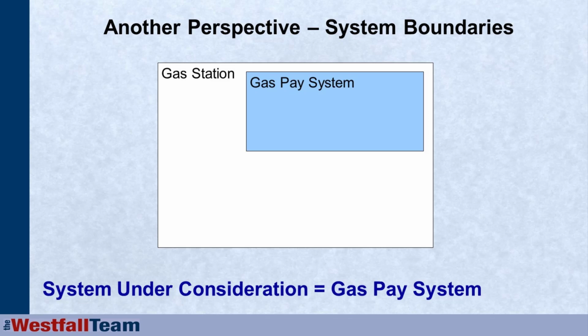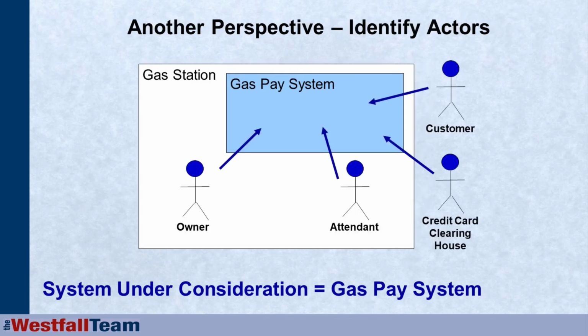To give you another perspective, if we just talk about our gas pay system as the system under consideration, which is just one of the systems within the gas station, then now not only are the customer and the credit card clearinghouse actors, but now the owner and the attendant are going to interact with that gas pay system. So they would also be actors that would potentially have start-to-finish interactions. For example, the owner might kick off the start-to-finish interaction of changing the price of regular gas in the system, or they might kick off the action of running the nightly reports.